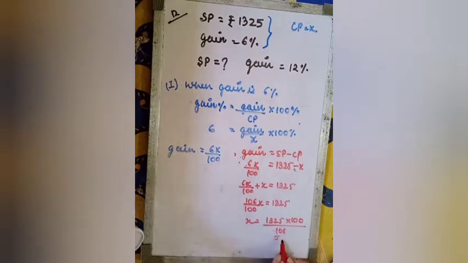2 fives are 10, 2 threes are 6, 2 sixes are 12. This will not be cut by 2. So 250.